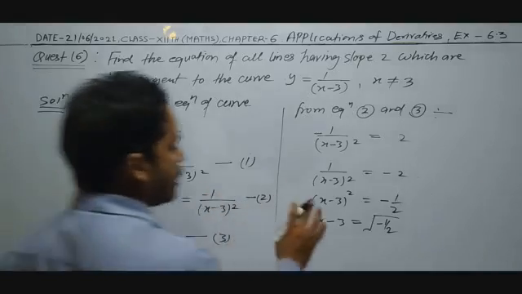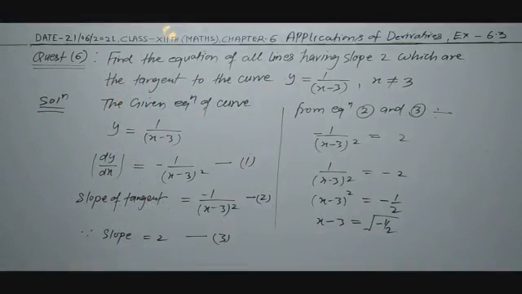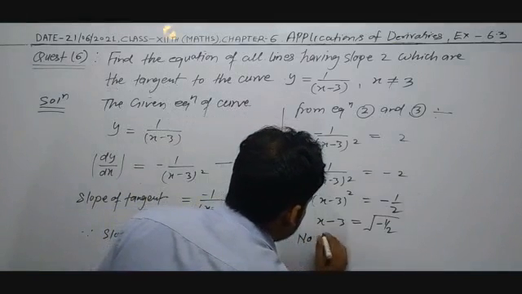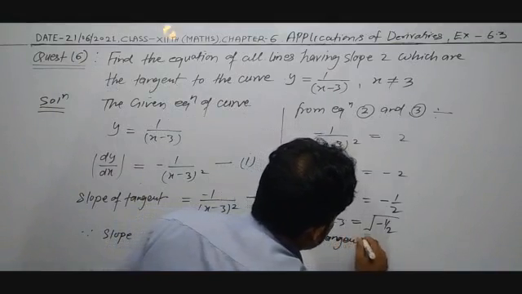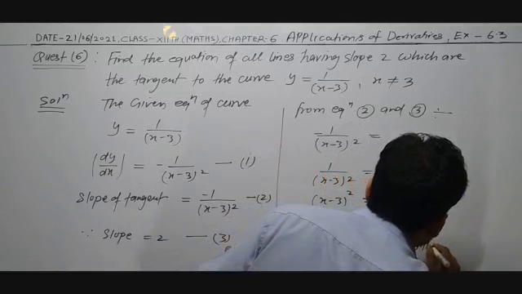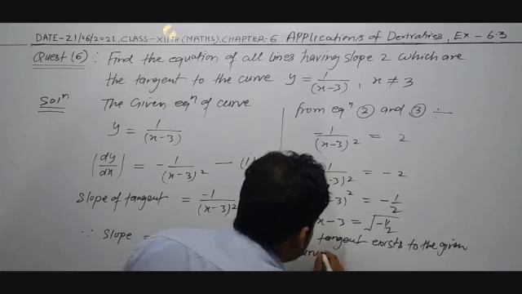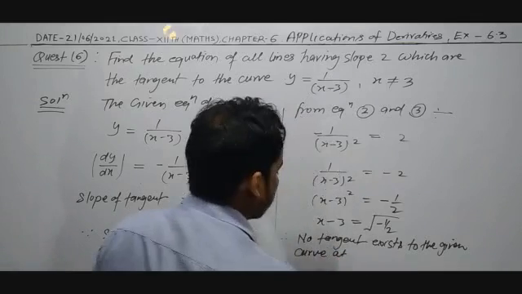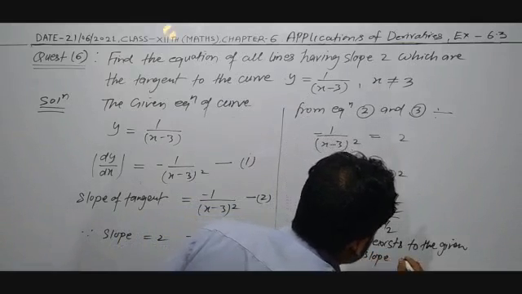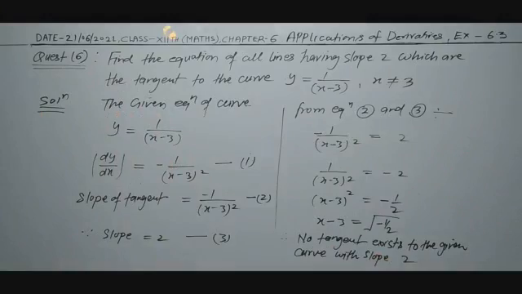There is no tangent existing at slope equal to 2. So no tangent exists, therefore no tangent exists to the given curve with slope 2. So this is the answer.